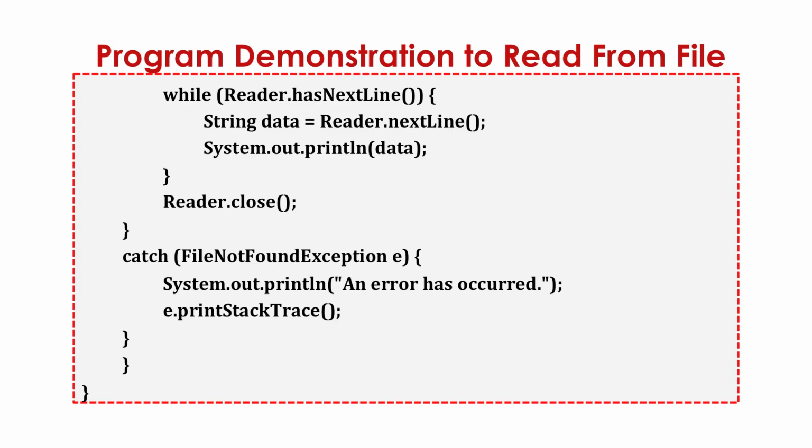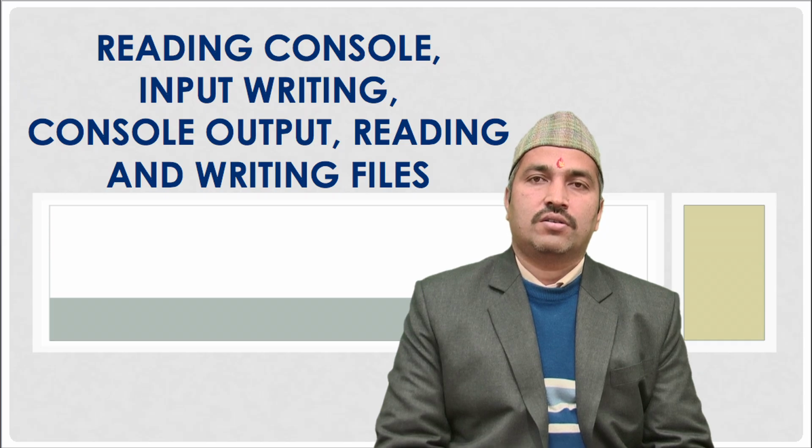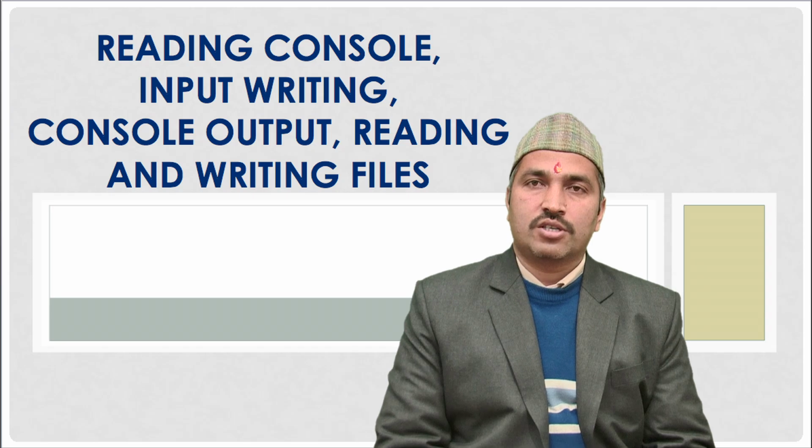If something goes wrong, the catch block can handle the FileNotFoundException, and the error will be displayed on the screen. So that is the output. Whatever text we have in myfile.txt will be displayed. So the output will differ as per the text that was available in myfile.txt. Whatever text the file contains, that will be displayed.